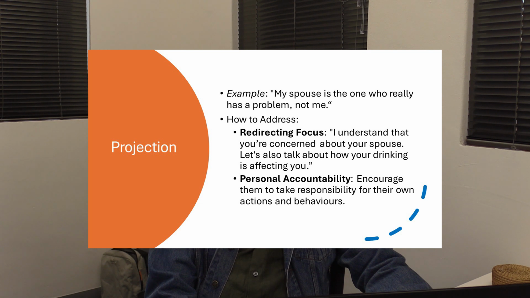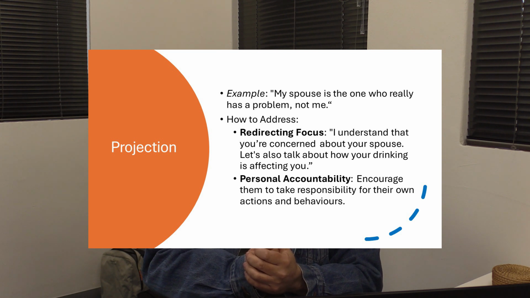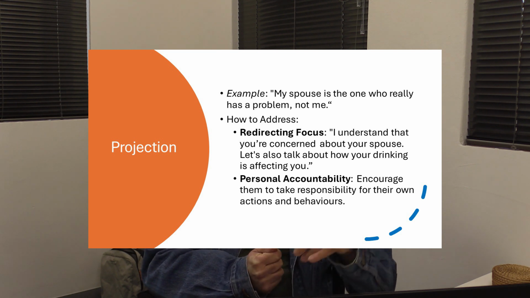A more aggressive form of defense mechanism is projection, when the substance abuser is resisting it almost in an aggressive way. For instance, when a person is saying, you think I'm the problem? Look at how my wife is drinking, goodness, look at that other colleague of mine, he is drinking more, she's really having a problem, why me? Or in the case that I'm showing here in the slide, my spouse is the one who really has a problem, not me.